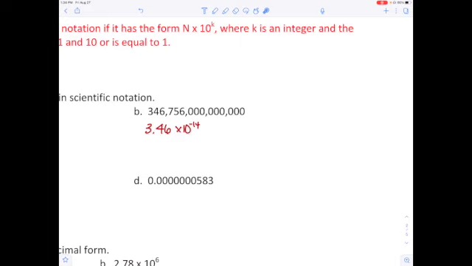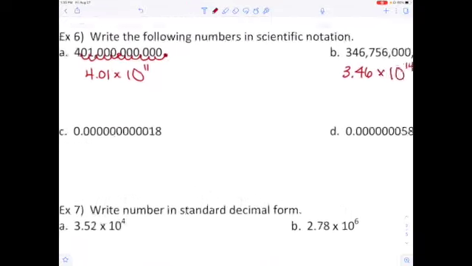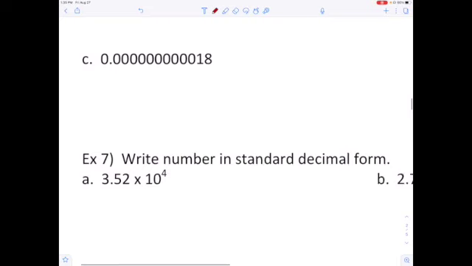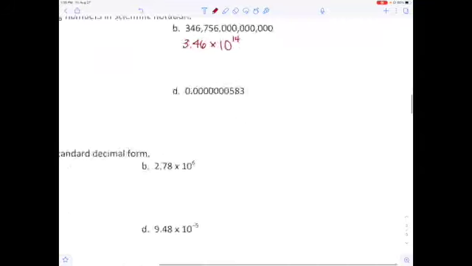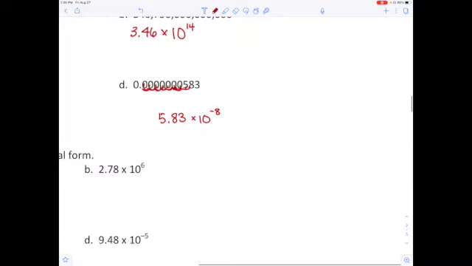You have the decimal at the very end, and you count 1, 2, 3, 4, 5, 6, 7, 8, 9, 10, 11, 12, 13, 14. So it should be 10 to the 14th power. On to the next one, because again we are making a number bigger, so it's a positive exponent. Then here we are making things smaller, so it's 1, 2, 3, 4, 5, 6, 7, 8, 9, 10, 11. You go ahead and try letter D. Because the number is smaller, a decimal, it's a negative exponent.